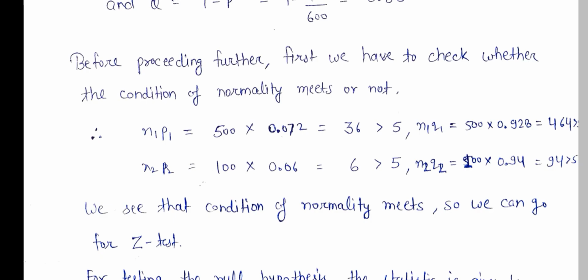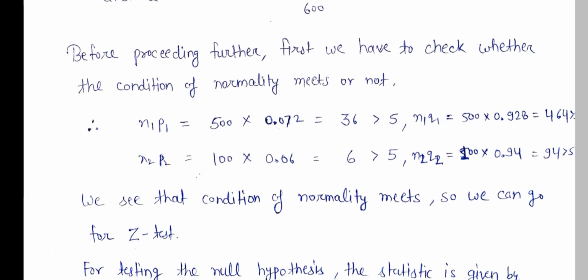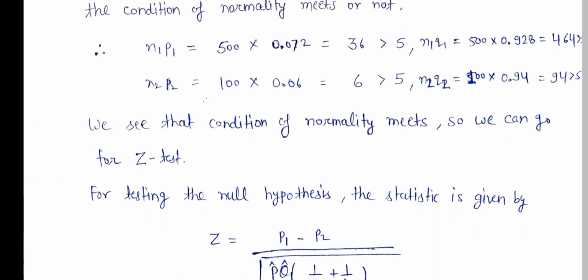So n1p1 and n2p2, and n1q1 and n2q2 are greater than 5, which means the normality condition is met. So we can go for the z test. Before going to the z test, we have to check the normality conditions. If the conditions are met, then we apply the z test.